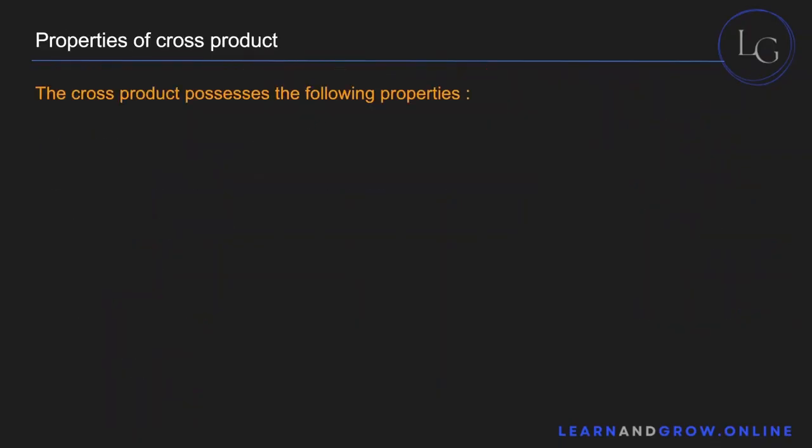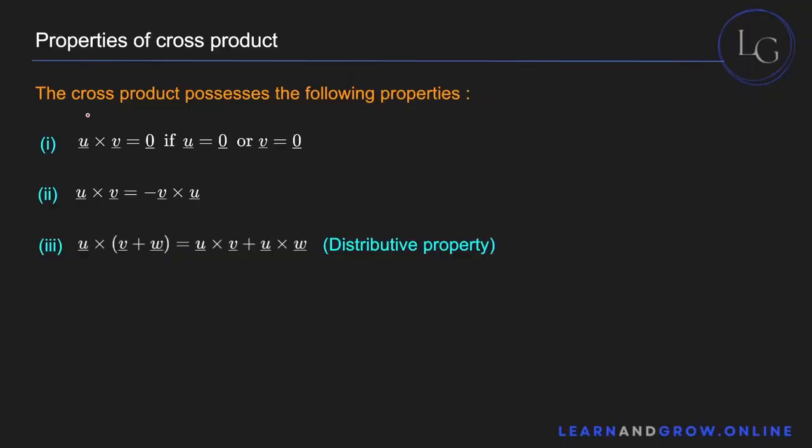Now, properties of cross products. Again, u cross v is equal to 0 if u is equal to 0 or v is equal to 0, pretty self-explanatory, right? Now, u cross v is equal to negative v cross u, right? And that again can be explained by the right hand rule, right?